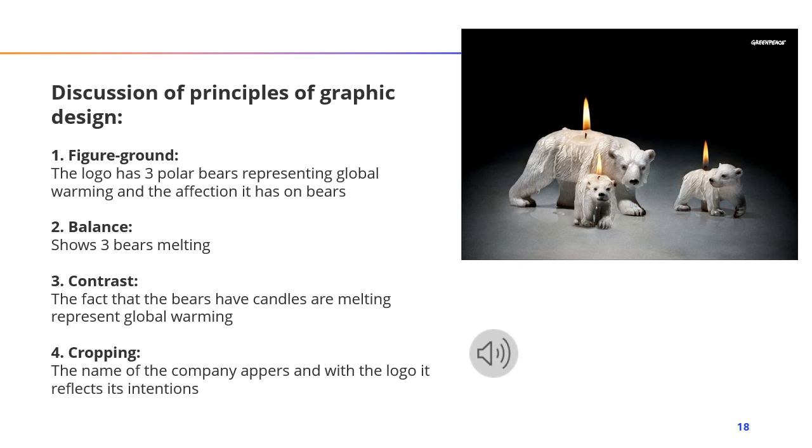The discussion of principles of graphic design. The figure ground is that the logo has three polar bears representing global warming and the effects it has on the polar bears. The balance is that they show three bears melting. The contrast is the fact that the bears have candles melting, representing global warming. And cropping: the name of the company appears with the logo, and it reflects its intentions.